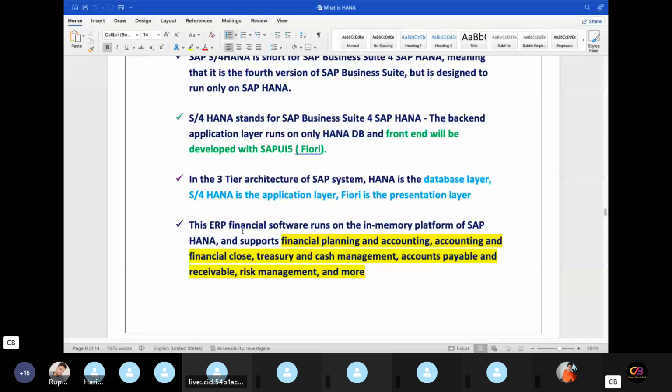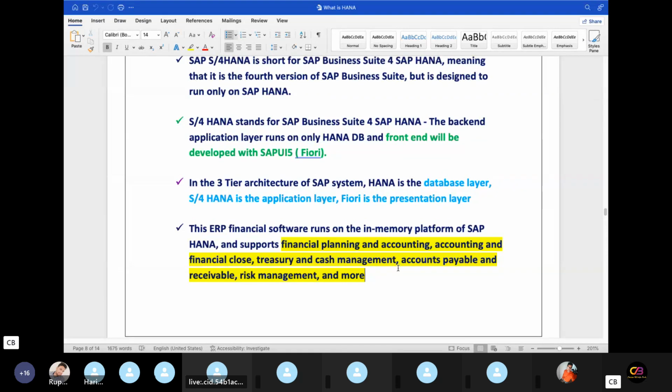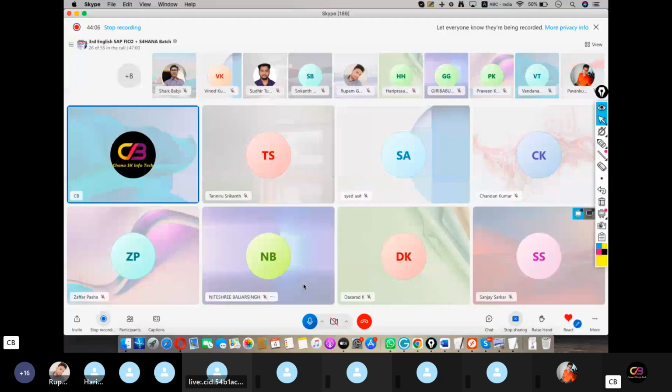SAP HANA supports financial planning and accounting, financial close, treasury and cash management, accounts payable and receivable, risk management, etc. These are the features of SAP S4HANA, all used for reporting aspects.